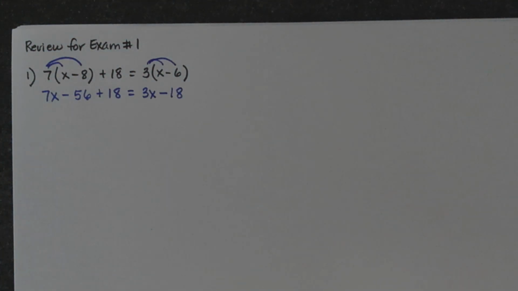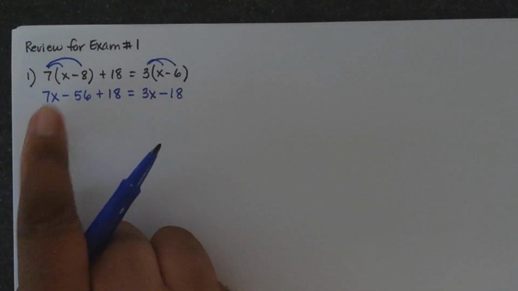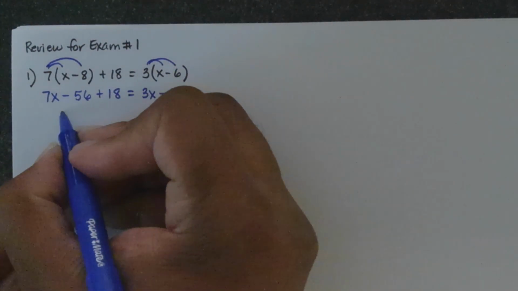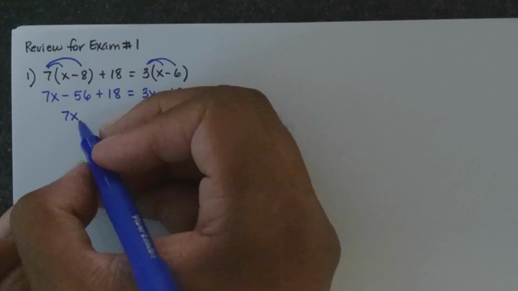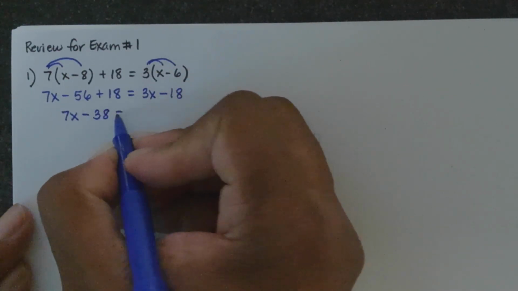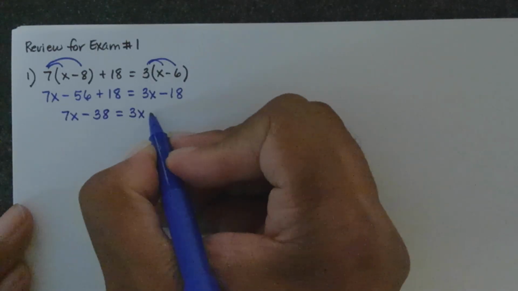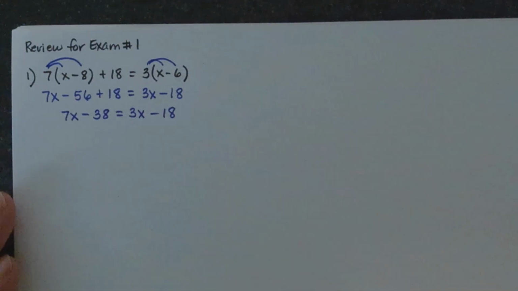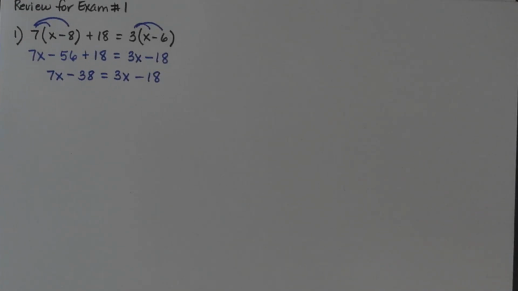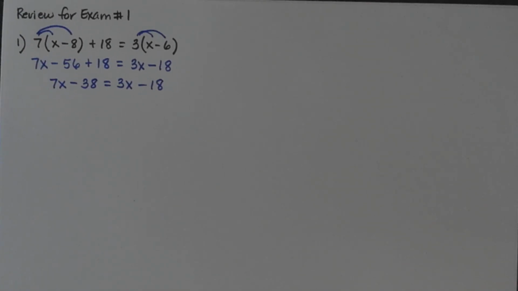And then let's see if we can combine some like terms here. We got 7x now. Minus 56 plus 18 is what? Negative 38. So you got 7x minus 38. And that's equal to 3x minus 18. The right side is already in simplest form where we've already got something simplified.